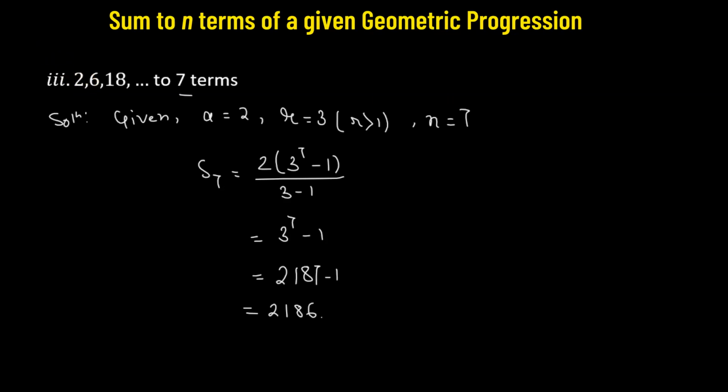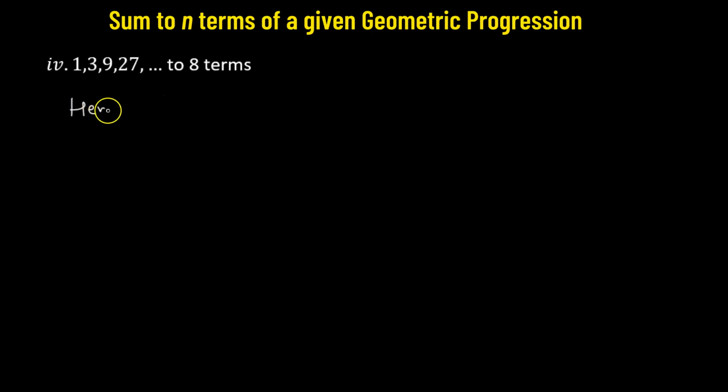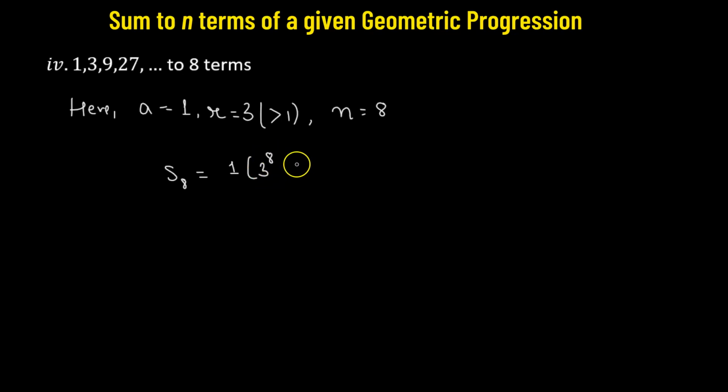Moving on to the fourth problem. Here we have our first term A, that's 1. The common ratio is 3 divided by 1, so that's 3, which has a value greater than 1. Then we have n equal to 8. So our sum up to 8 terms will be equal to the first term multiplied by the common ratio raised to the power of n minus 1, divided by 3 minus 1. So we have 1 half multiplied by 3 raised to the power of 8 minus 1, which will be equal to 3280. So this is going to be the sum up to the 8 terms.